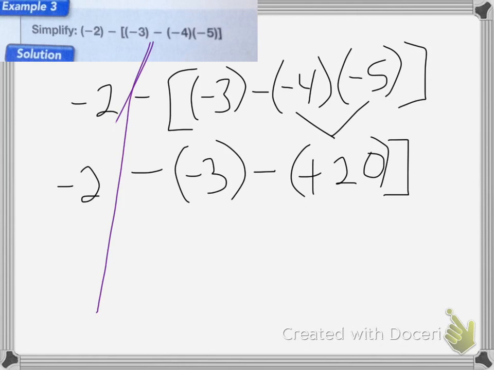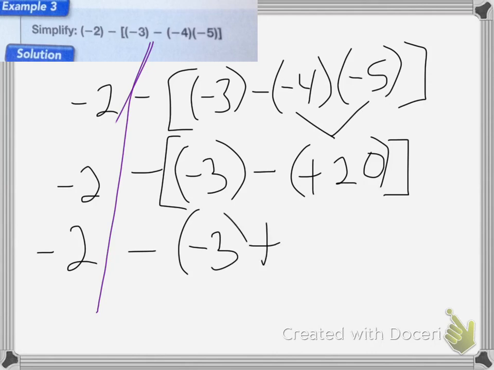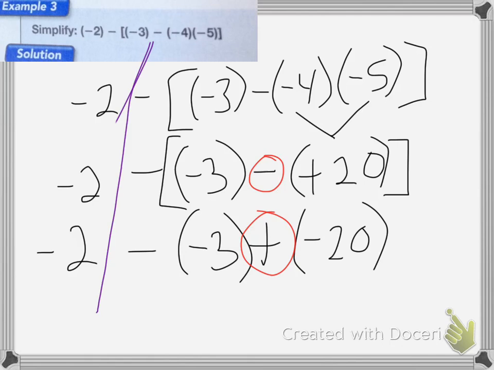In this case, it's going to turn into a negative 3 plus a negative 20, because remember, with algebraic addition, we change the subtraction sign to an addition sign, and then the second number switches its sign. So a negative 3 plus a negative 20 is equal to negative 23.